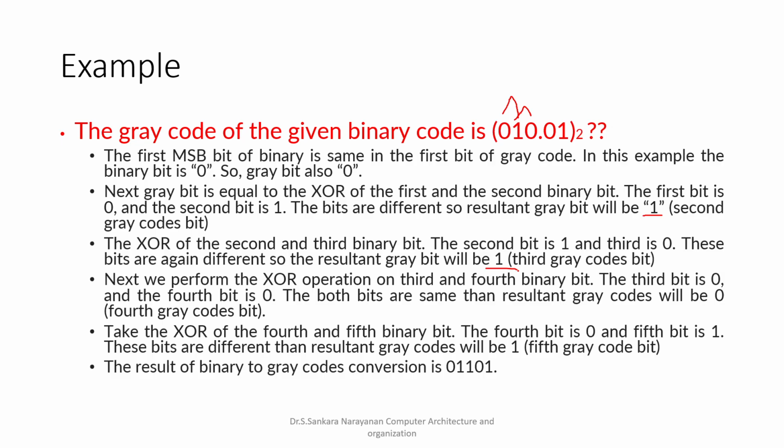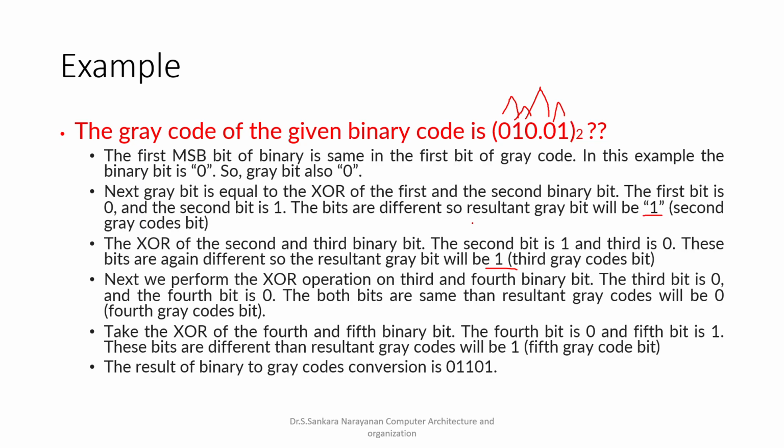Next we perform the XOR operation of the third and fourth binary bits. The third bit is 0 and the fourth bit is also 0. So 0 XOR 0 is 0. Both bits are the same, so the resultant gray bit will be 0. Finally, the fourth and fifth bits, 0 and 1. The XOR of 0 and 1 is 1.